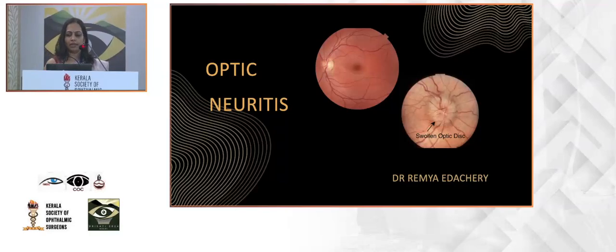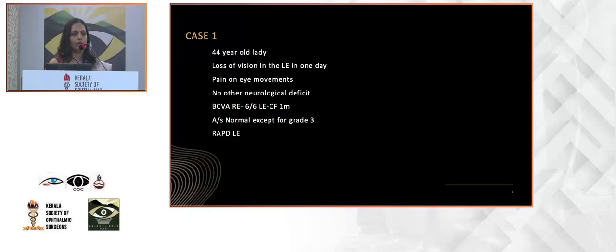So the optic nerve can get affected from any part of its course. It can be intraocular till the chiasma and optic tract. When it is intraocular, you call it optic disc edema or papillitis. But if it is behind the optic disc, you call it retrobulbar neuritis. Okay, so let me start with a case.